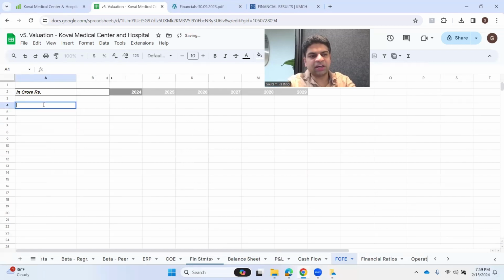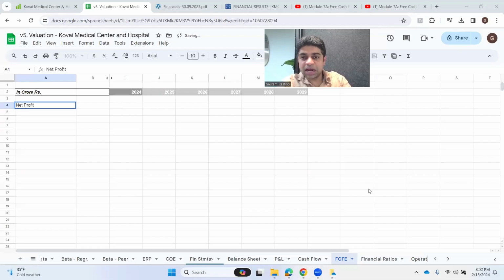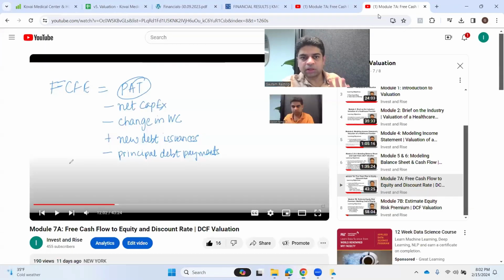So first, the thing is we need profit after tax or net profit. This is what we need. By the way, you guys remember, right? How we calculate free cash flow to equity? I'm hoping you do. Otherwise, let me show you very quickly. Let me refresh your memory real quick what free cash flow to equity is.